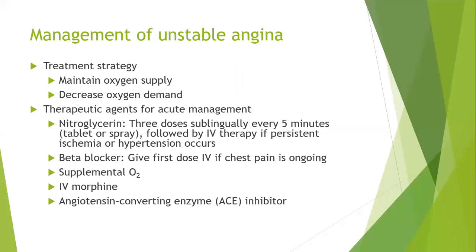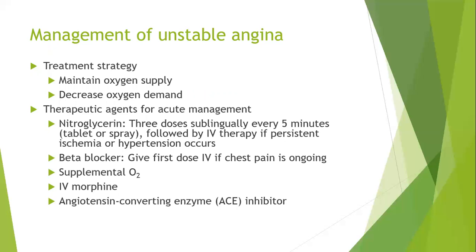So what do you do for treatment of unstable angina? So you either maintain the oxygen supply to the heart or you decrease the oxygen demand. So that's what these drugs are trying to do. So nitroglycerin, typically the order is 3 doses sublingually every 5 minutes in tablet or spray. And it can be given IV also if persistent ischemia or hypotension occurs.